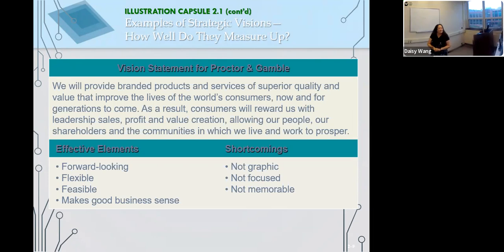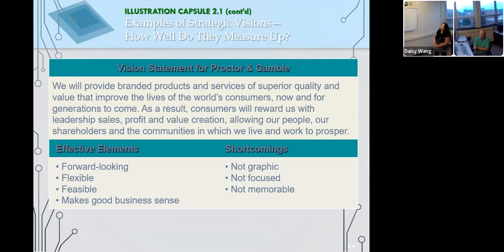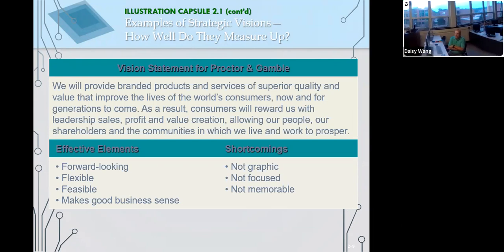We want to read it. We will provide branded products and services of superior quality and value that improve the lives of the world's consumers, now and for generations to come. As a result, consumers will reward us with leadership, sales, profit, and value creation, allowing our people, our shareholders, and communities in which we live and work to prosper.